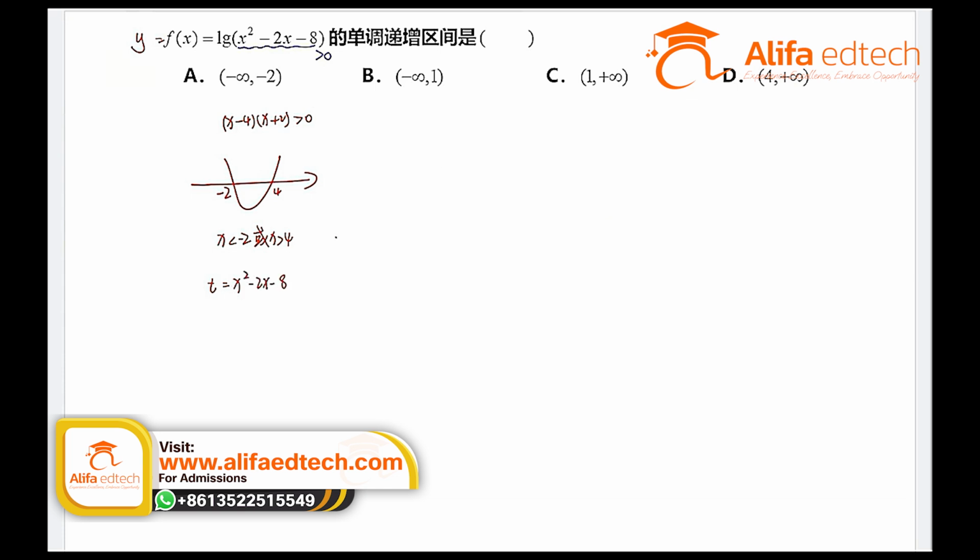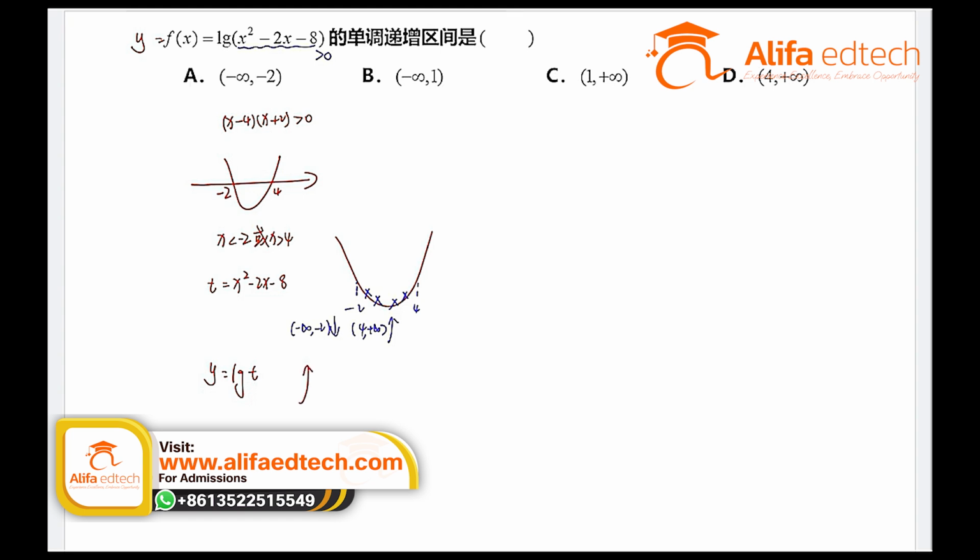It's a parabola opening upwards. However, note that the interval between negative 2 and 4 is excluded. So, looking to the left and right, we can find its monotonic intervals. From negative infinity to negative 2, it's decreasing, so it's monotonically decreasing. From 4 to positive infinity, it's rising, so it's monotonically increasing. As for the outer layer, y equals log t, this logarithmic function is always monotonically increasing.